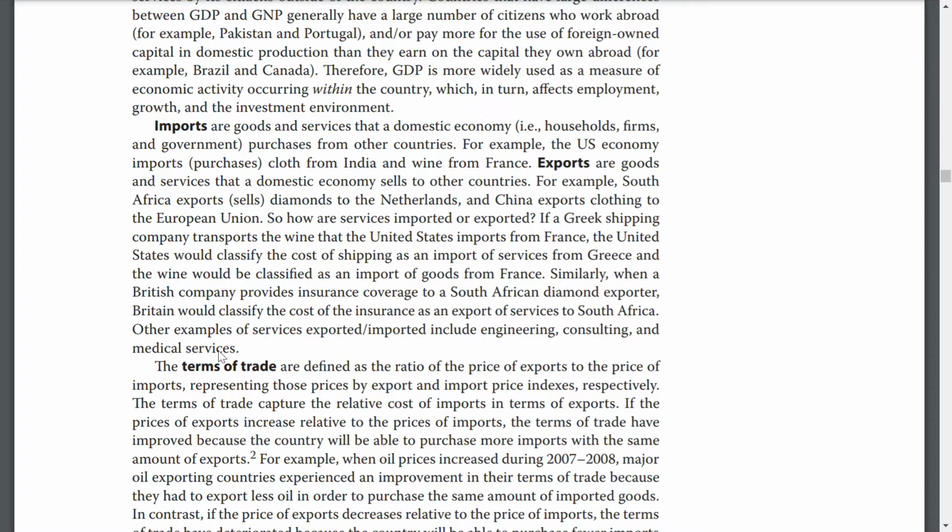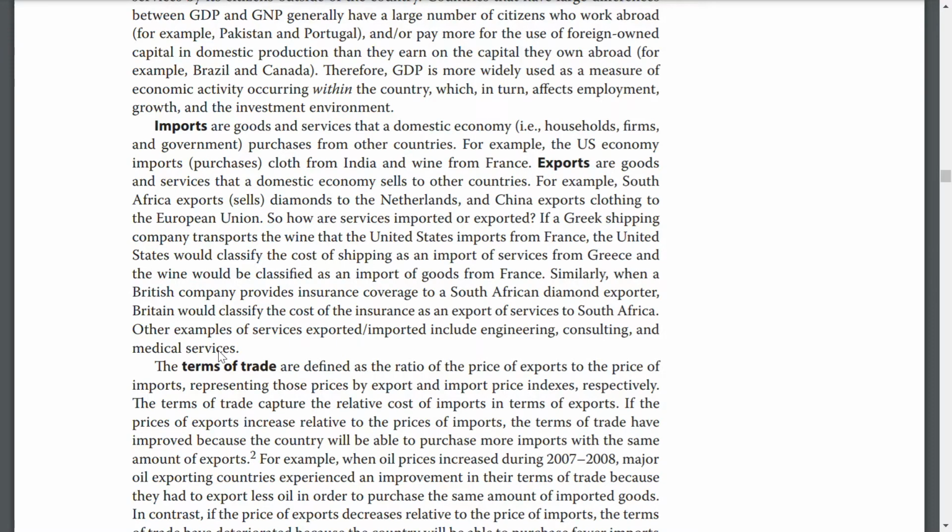Similarly, when a British company provides insurance coverage to a South African diamond exporter, the British will classify the cost of the insurance as an export of services to South Africa. Other examples of services exported or imported include engineering, consulting, and medical services.